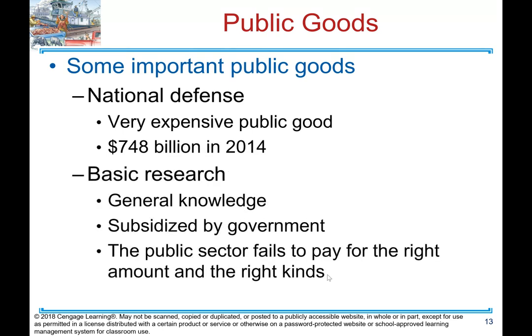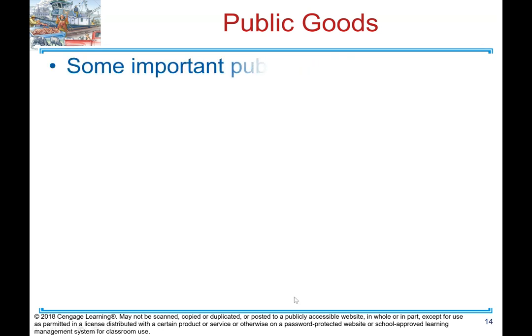Some important public goods: national defense, a very expensive public good. In 2014, the US government spent $748 billion on national defense. Basic research is an example of a public good. It's general knowledge. It is subsidized by the government. The public sector fails to pay for the right amount and the right kind.